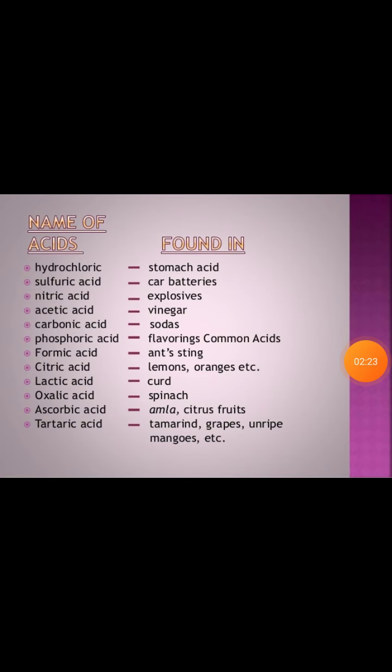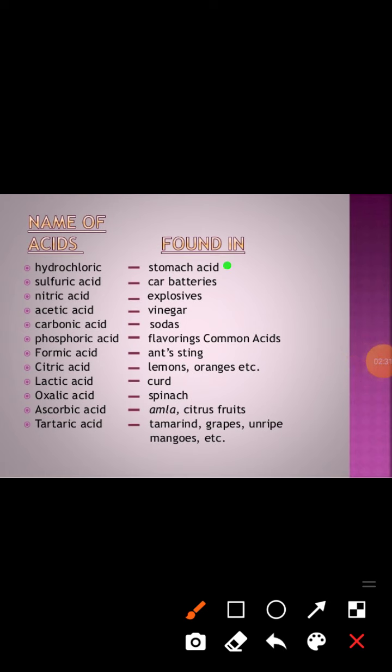Here are some acids present in things. For example, hydrochloric acid is produced in the stomach. Sulfuric acid is present in car batteries. Nitric acid is present in explosives. Acetic acid is present in vinegar. Carbonic acid is present in sodas. Phosphoric acid is present in flavorings.